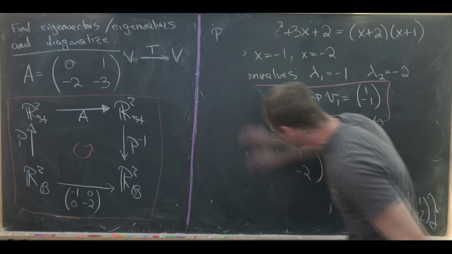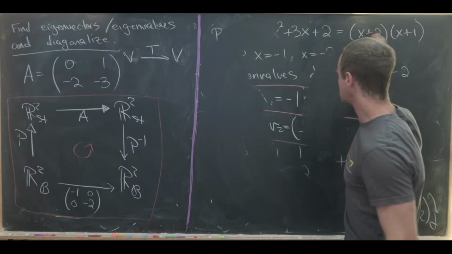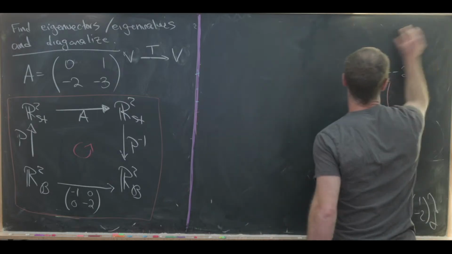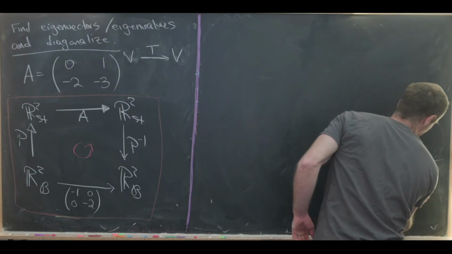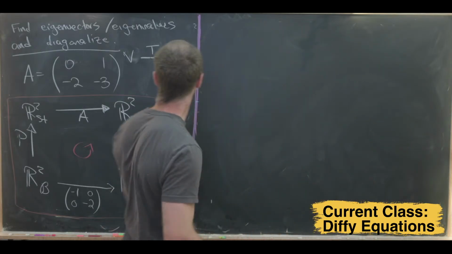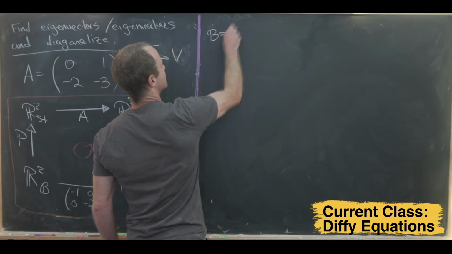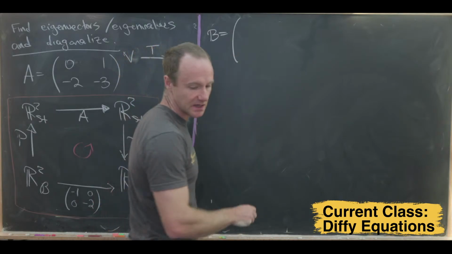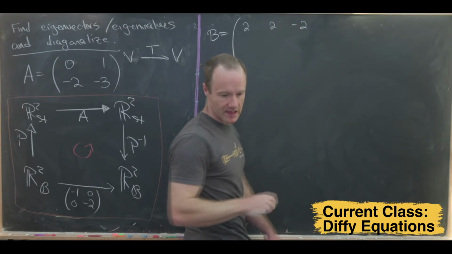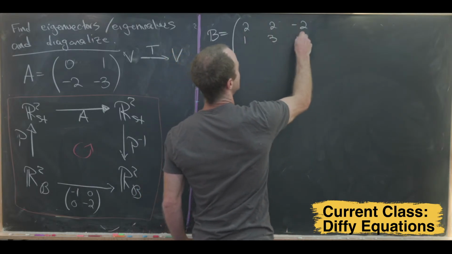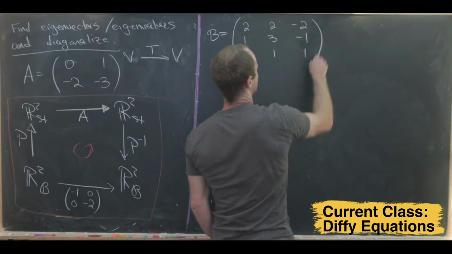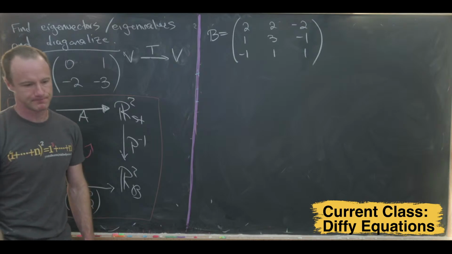So let's set up a 3x3, but not do the whole thing because it's super gnarly. It's not that fun. Okay, so let's do the same kind of thing. Let's say we've got this matrix B, which is 2, 2, -2, 1, 3, -1, -1, 1, 1. So let's say that's our B.